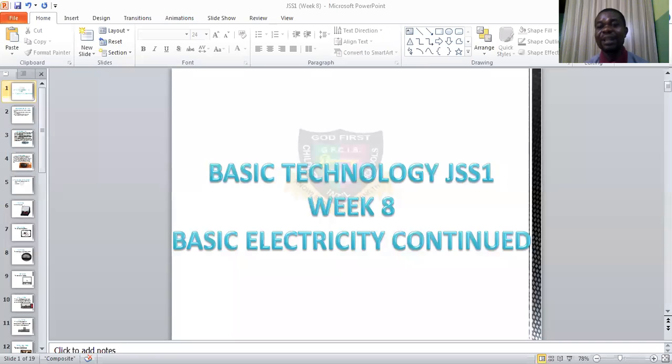We have stopped somewhere. That is an introduction to basic electricity in our last week's work. Today, we will continue from there to look at basic electricity, continuing from where we stopped. That is, basic electricity continues. What we mean is we want to build on what is on ground already, what you have started. We are building on it. Continue from there.